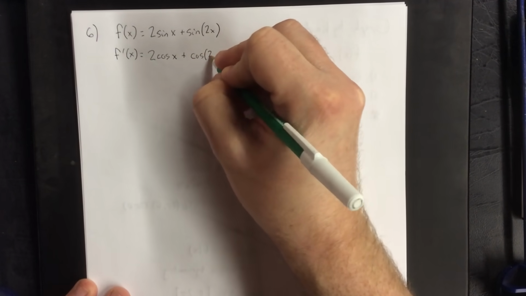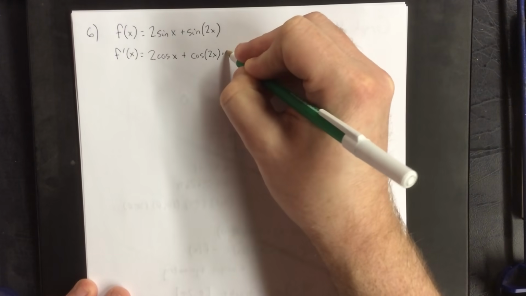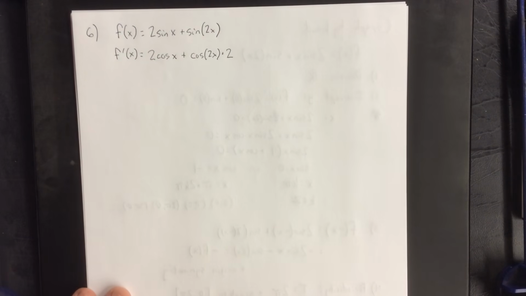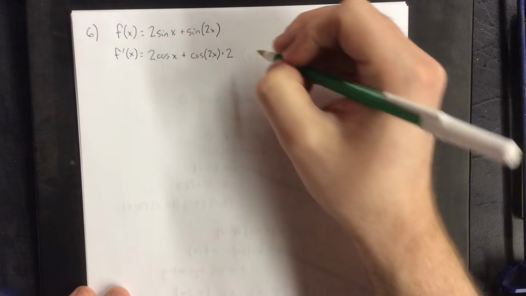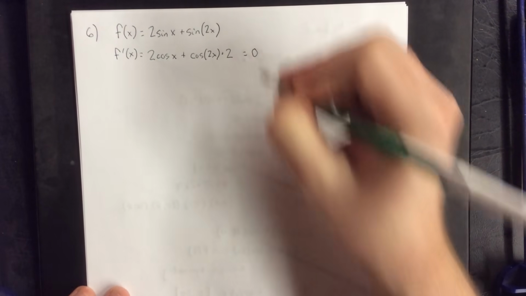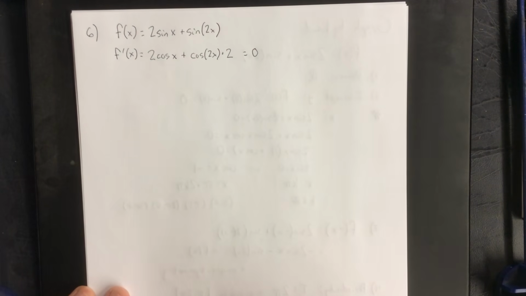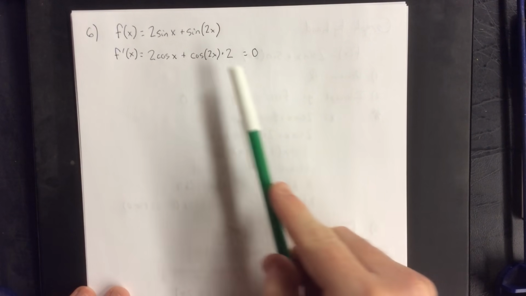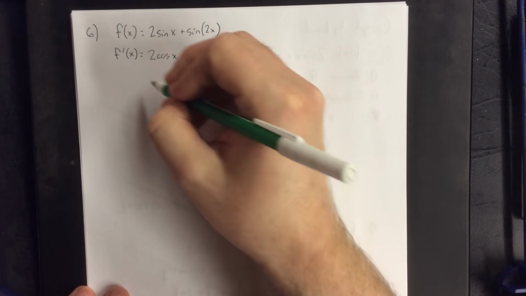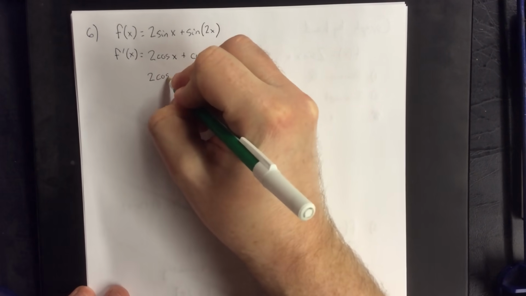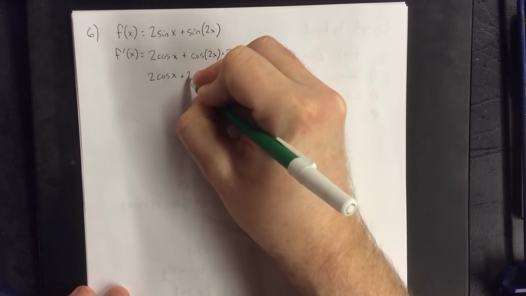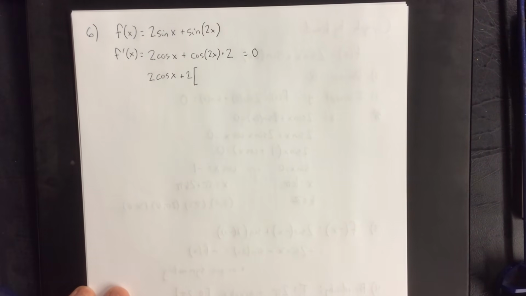And for the second one, we'll be making use of the chain rule on this. So that'll be cosine of 2x times an extra 2 from the chain rule. This is all equal to 0. Now, in order to solve this equation, to get our critical numbers, we're going to have to do something with that cosine of 2x. And for that, just like we did for the intercepts, I'm going to be making use of a double angle identity.